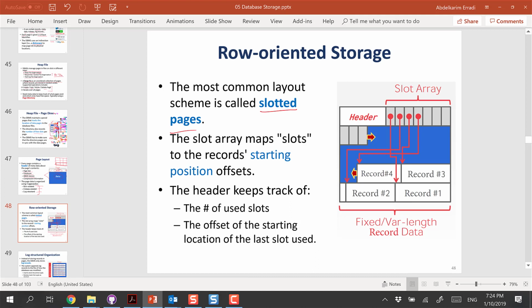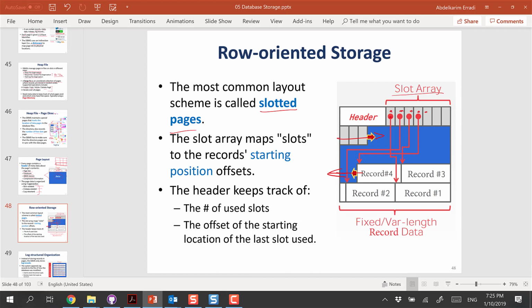What slotted pages are, you can think of as two arrays. This first array is growing this way, and the other array is growing the other way. They keep growing until there is no more space and the page is full. So I have two arrays in the page. One is called the slot array, and the other one is the records array.